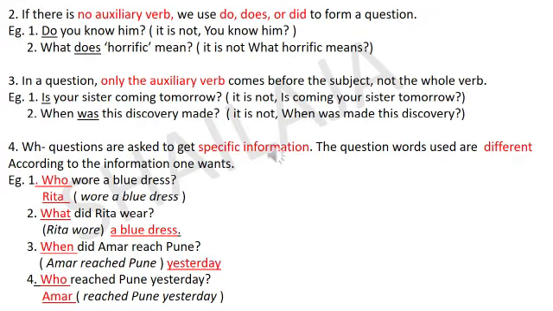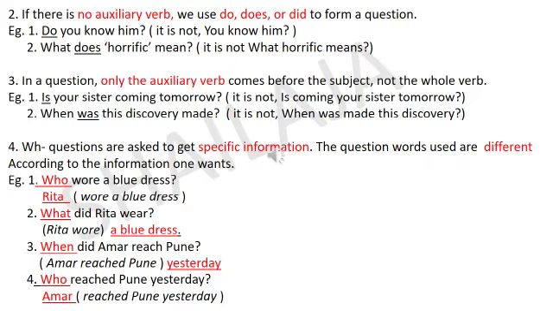If there is no auxiliary verb, we use do, does, or did to form a question. Look at the examples. Do you know him? There's no auxiliary verb, so we are using do. And how do you ask this question? It is not you know him. It is do you know him? And next, what does horrific mean? Does is used in the sentence, and it is not what horrific means. As there is no auxiliary verb, we used do and does.